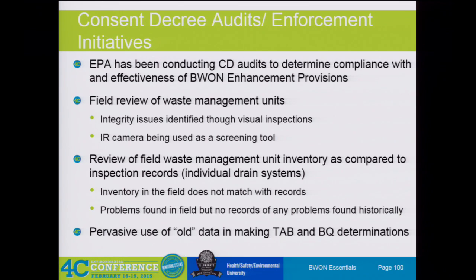Okay. So, review of the field waste management unit inventory as compared to inspection records. What EPA is finding when they're doing these inspections is that your records don't match. The list of controlled equipment that you're supposed to do quarterly visuals on is not the same as what's in your TAB. Most of the time you have two different sheets, right? You're not going with this big spreadsheet of your TAB. You've got a separate sheet that you're doing quarterly visuals based on. They don't match. So that can be a problem, and make sure you're keeping those evergreen as well.